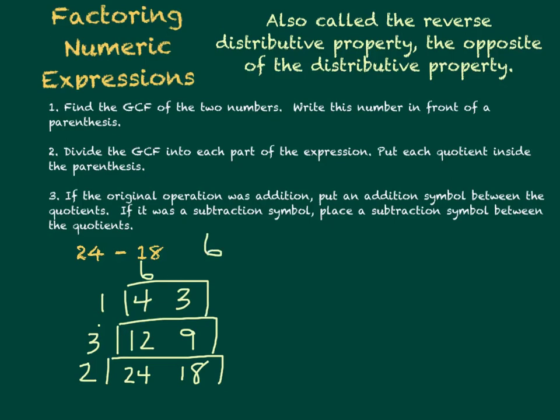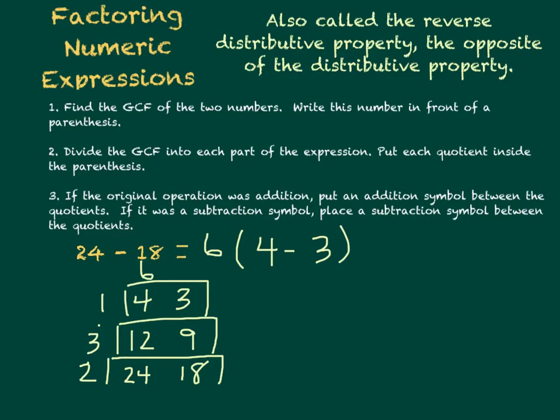Again, I'm going to put the 6 outside of my parentheses. My next step is going to divide 6 into each of those numbers. So 6 into 24 goes in 4 times. 6 goes into 18 3 times. Since my original problem had a subtraction symbol, I'm going to place a subtraction symbol here, and I'm going to end with my parentheses. Then again, I'm going to go back and I'm going to check just to be sure.